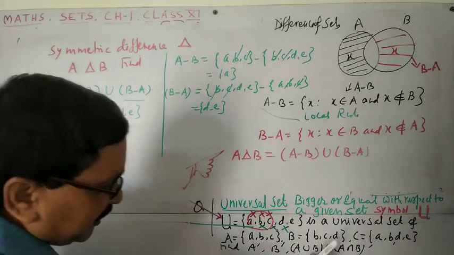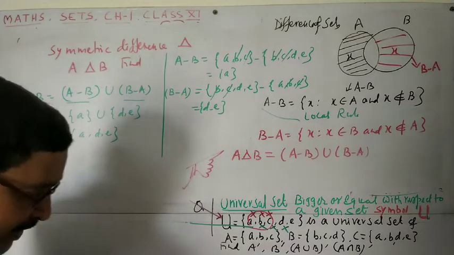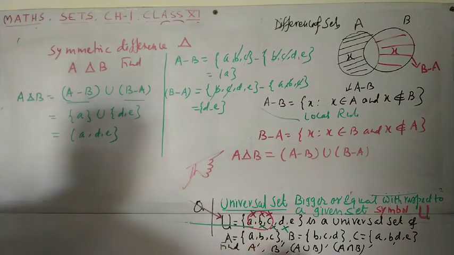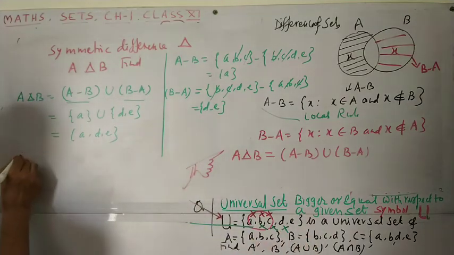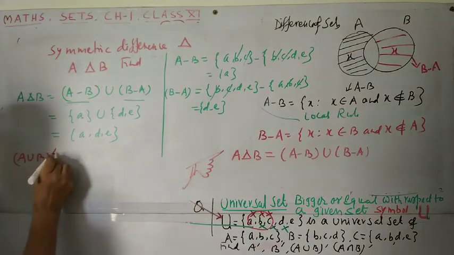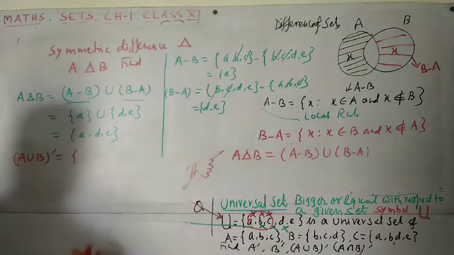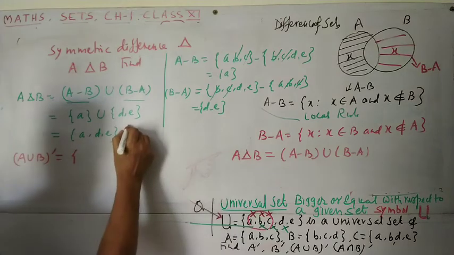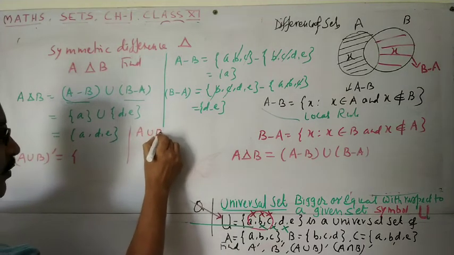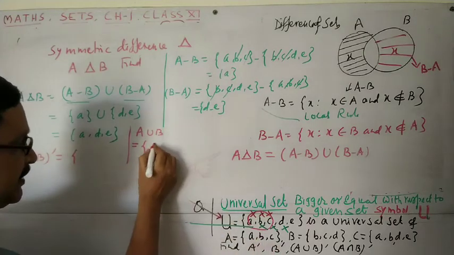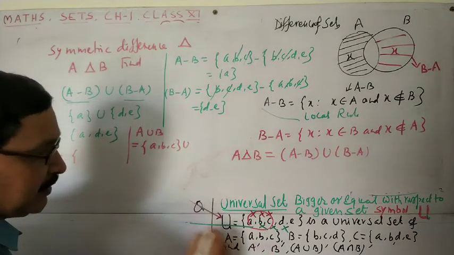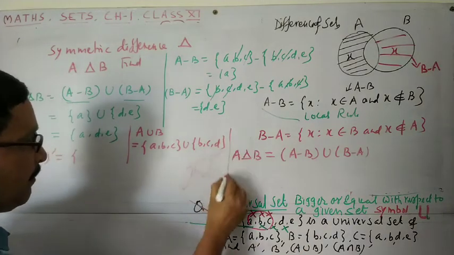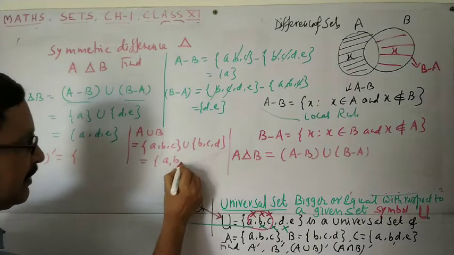Now how will you find out this, A union B complement? The last 2 minutes and the problem is going to be over. A complement you know, B complement you know, A union B complement. Write the value of A union B. A union B you have not got, it is not available on the board. So just let me obtain A union B. This is your ABC union B, BCD. Now the value is A, B, C, D.